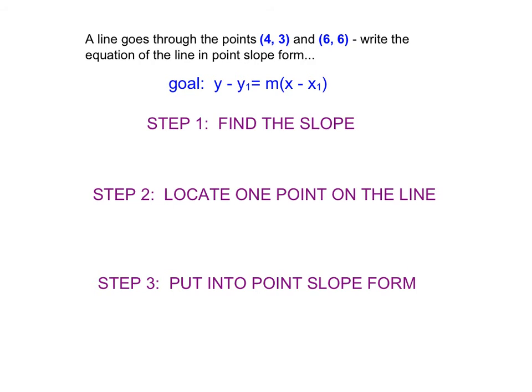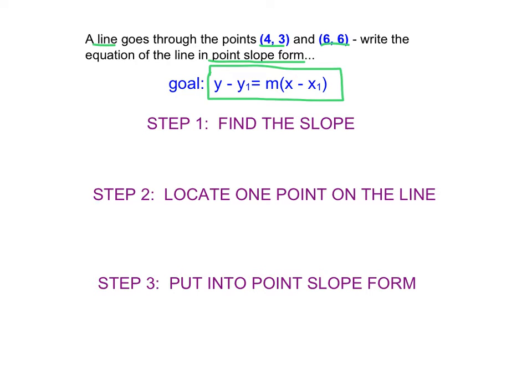So what we're going to do in this example is write the equation of a line that goes through the points (4, 3) and (6, 6). And we're going to write the equation of that line into point-slope form. So our goal is to put it into this form right here. So we have y minus the y-coordinate of a point on our line equals m, parentheses x minus the x-coordinate of a point on our line.